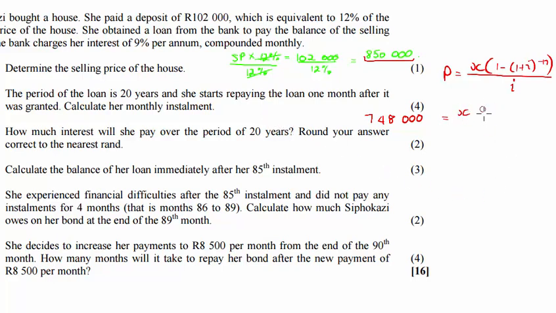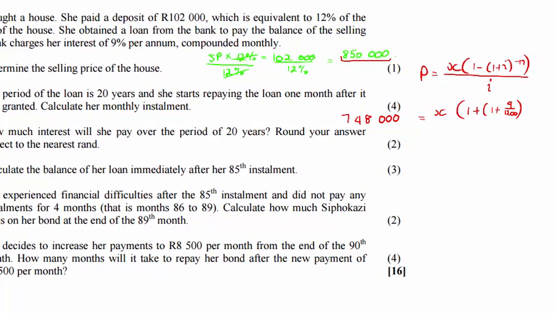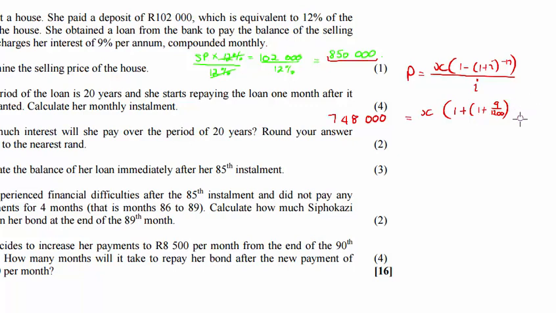Okay. X is what I'm trying to calculate. The period, calculate her monthly installment. 1 plus I, where I is 9% per month. So there we go. And we know it's over 20 years. So over 20 years, how many installments would she make?